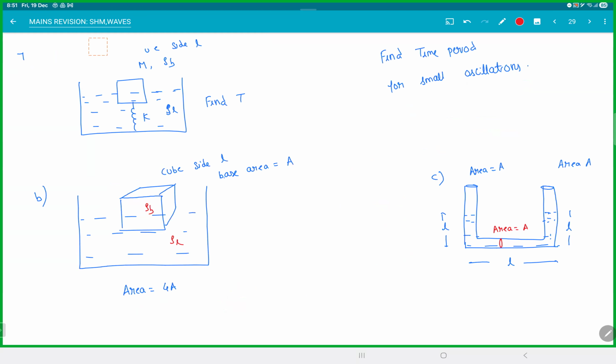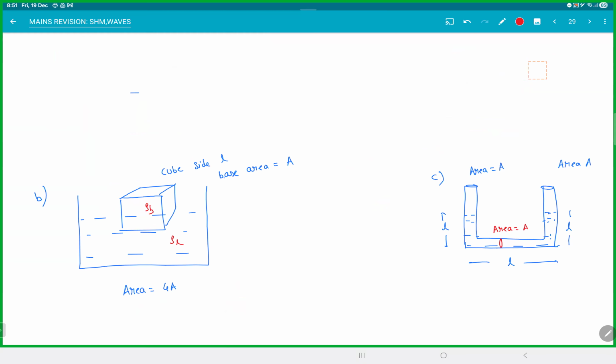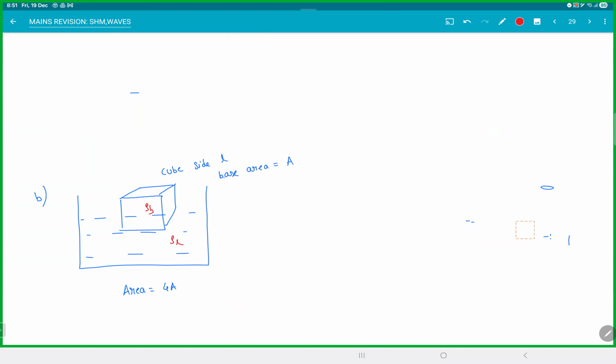What about this guy, the B part? The catch here is when you push the block by x inside, the liquid will get displaced. Now, since the areas are comparable, liquid will also rise. So two things will happen here. Let's conserve the volume.